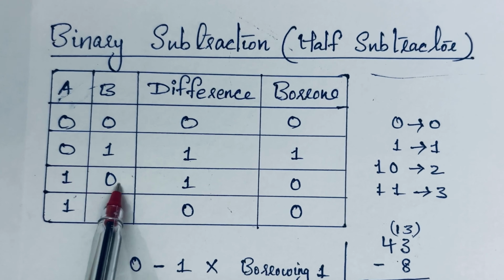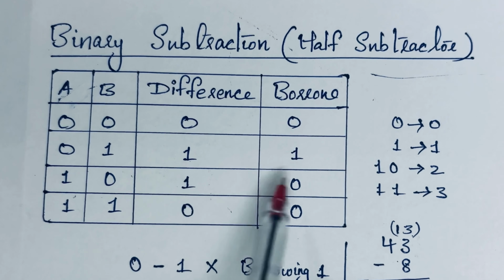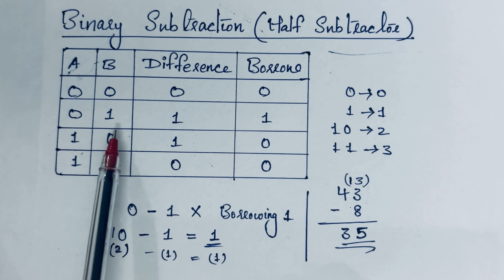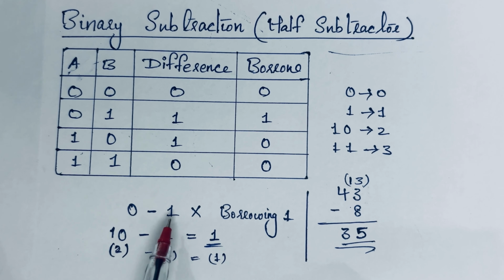Now 1 minus 0. What is 1 minus 0? Difference 1, borrow 0. 1 minus 1, difference 0, borrow 0. For more clarity, I will explain 0 minus 1 again. 0 minus 1. We cannot subtract 1 from 0 directly, so we have to borrow 1. If you are borrowing 1, the 0 is going to be 1 0.